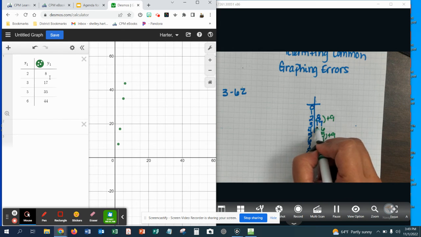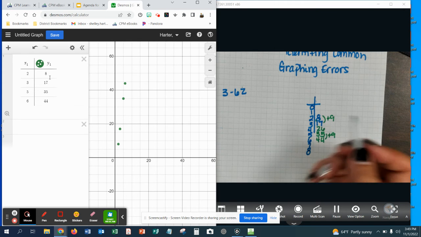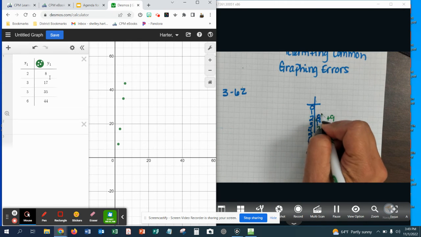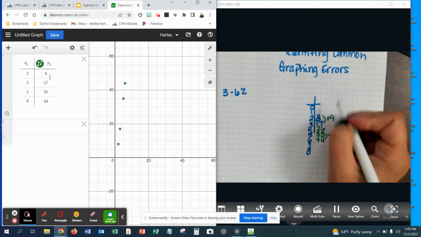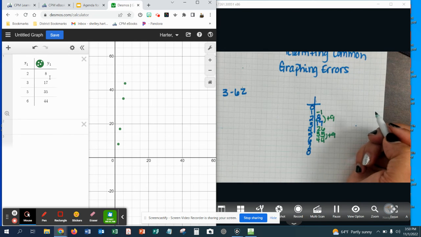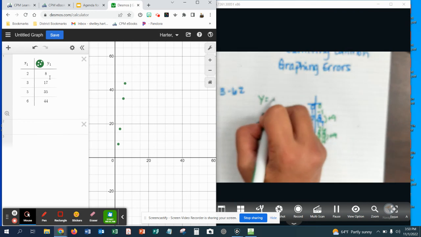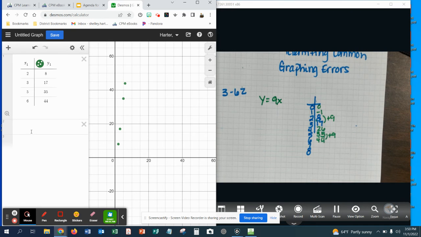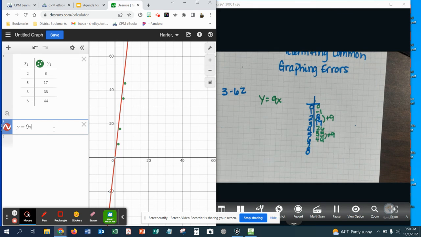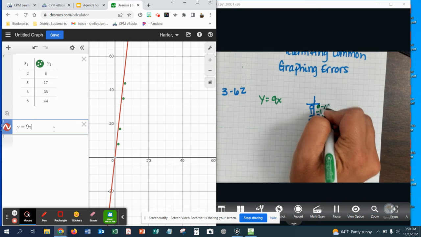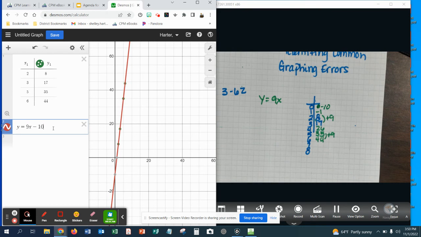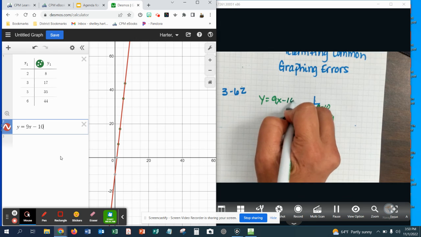So it looks like this would be 9 minus 8 is -1. And then we just had 0 and 0, so it would be y equals 9x. Let's see if this would work. Let's do y equals 9x. Ah, not quite. It probably is 9x minus 10. Let's try this one. Minus 10. Yep. So our equation is 9x minus 10.